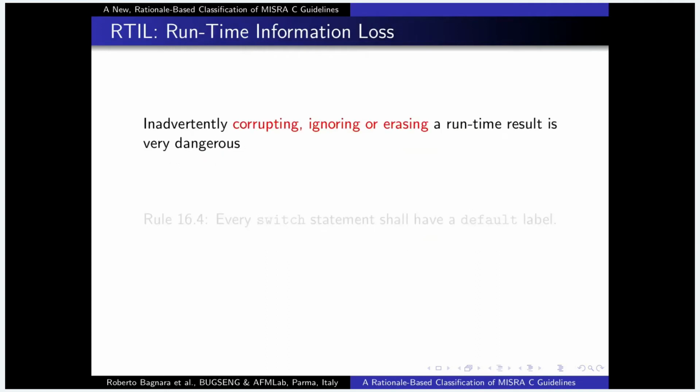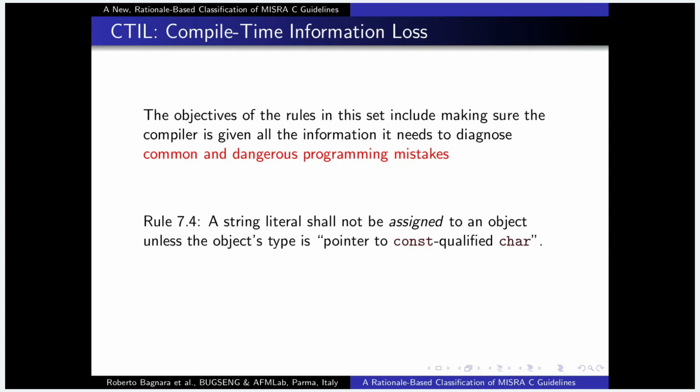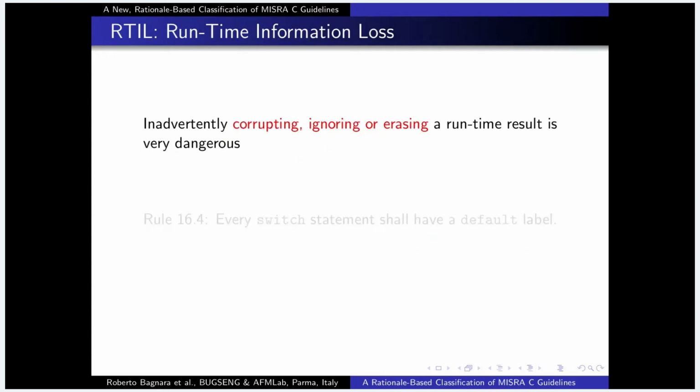Runtime information loss. It's similar, but here the information you are losing is type information, for example the const nature of a string literal, which you lose by violating this rule. Here, you might ignore or corrupt or erase the information that is available at runtime. For example, rule 16.4: every switch statement shall have a default label. If you don't have a default label and no case applies, then the switch will do nothing, and maybe this is not the correct course of action.